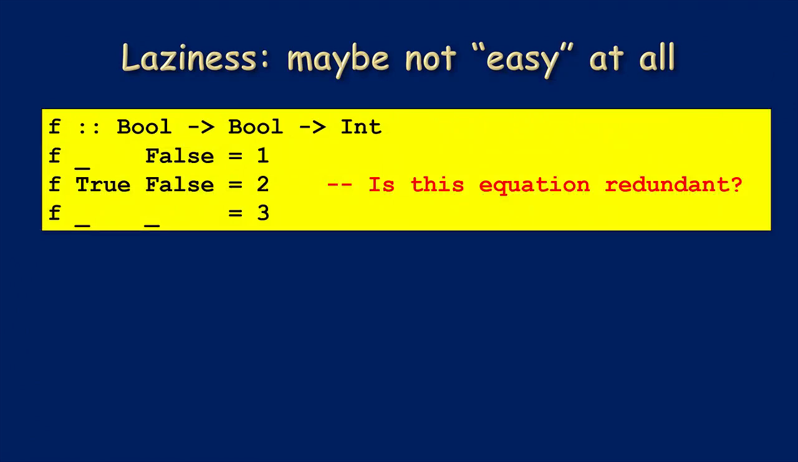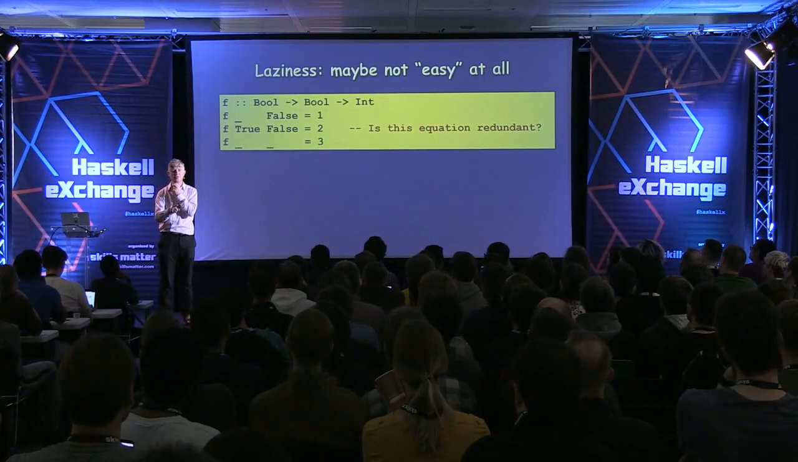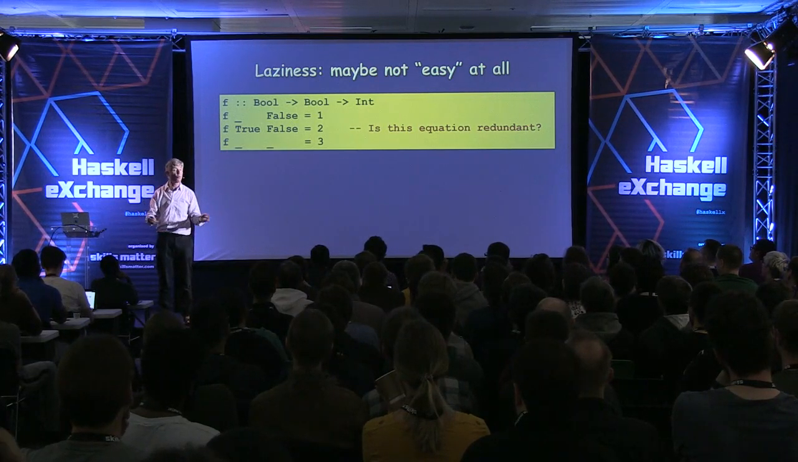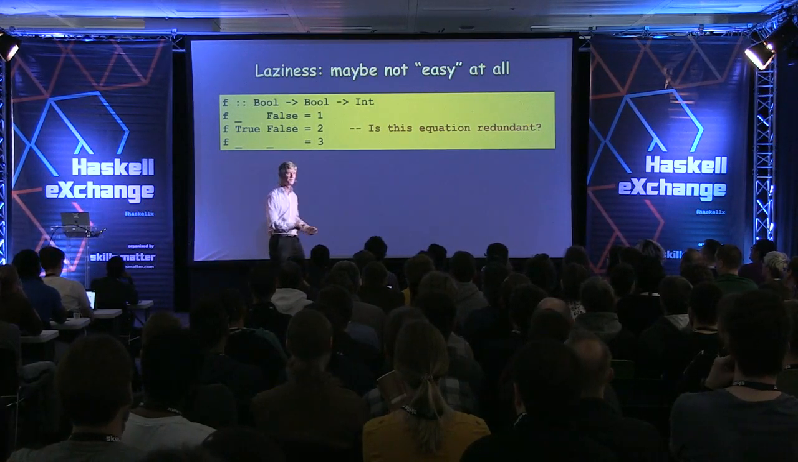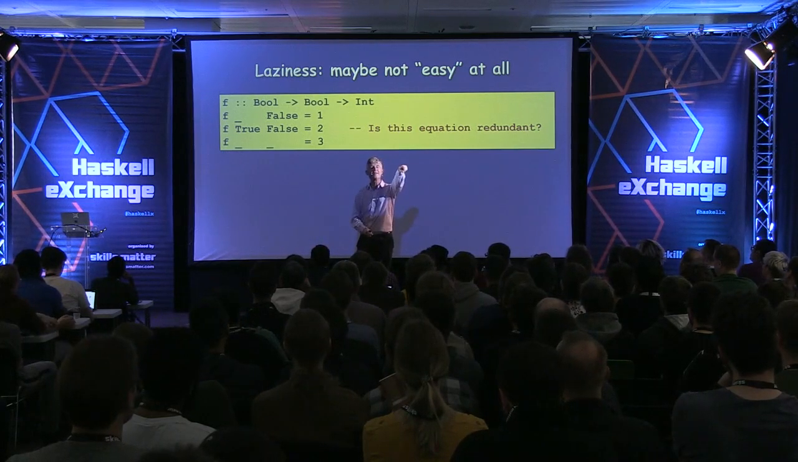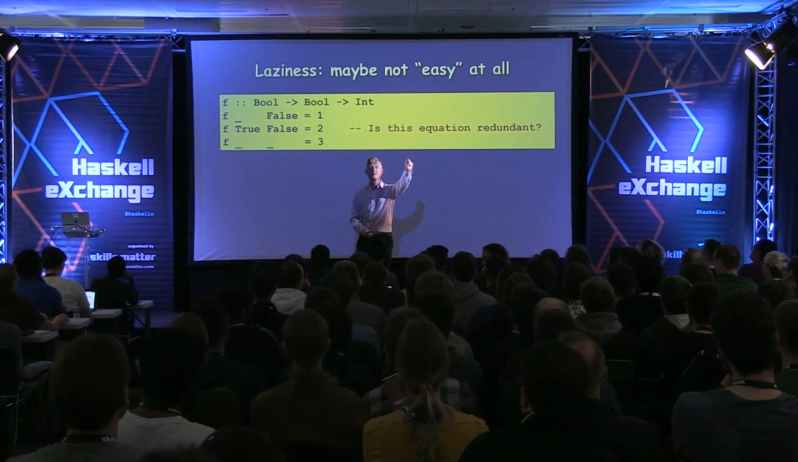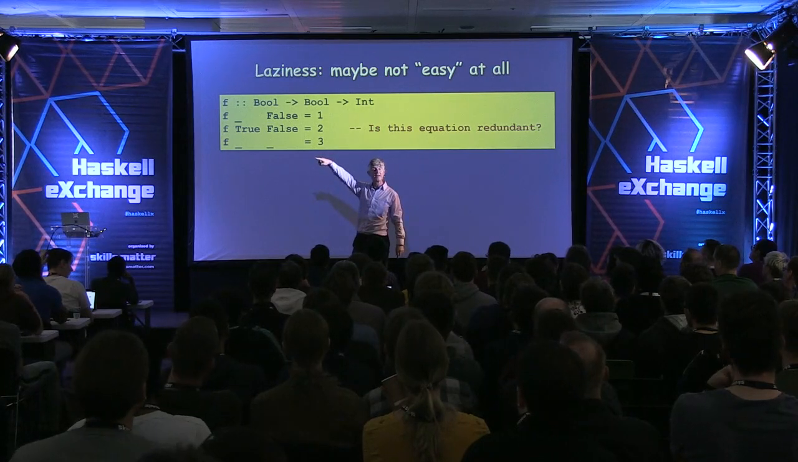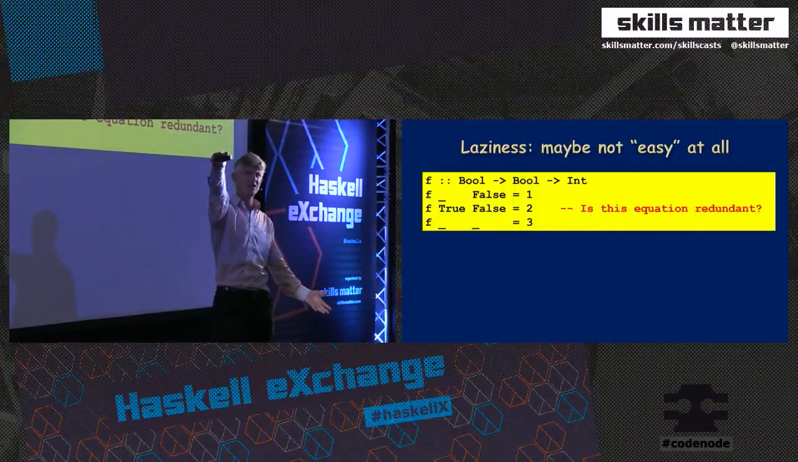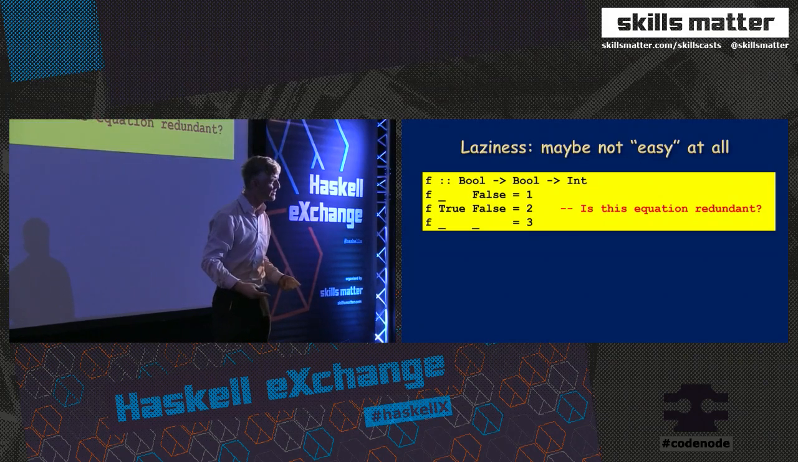But what about this one? Is the second equation redundant? First of all, why might you think that it was redundant? That is, deleting the second equation would make no difference to the program. Why might you think that would be true? Because the first equation deals with the false case in the second argument, right? And the second equation seems like a special case of the first one, doesn't it?